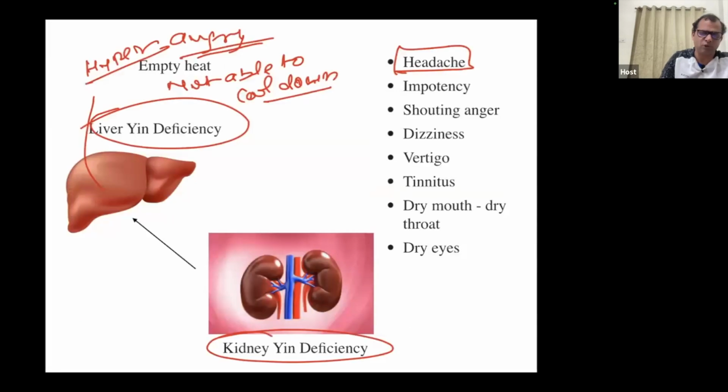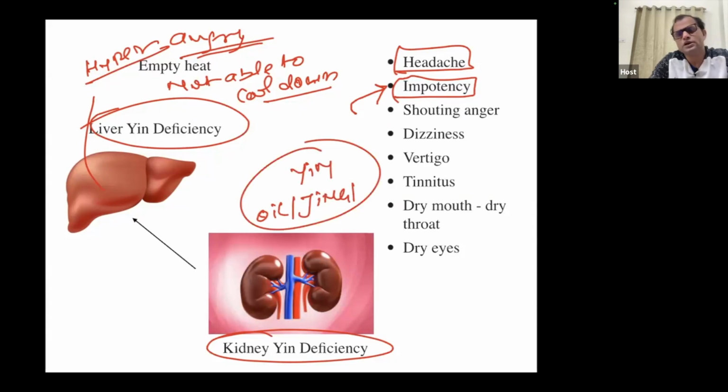The person is having impotency, napunsakta, impotency. Why? Because for good sexual performance, you should have some oil in the body, you should have some jing in the body, you should have some yin in the body. आपके शरीर में yin नहीं बचा, जब फ्यूल नहीं है तो पोटेंसी कहां से रहेगी? तो पर्सन इज सफरिंग विद द impotency. So impotency and anger coming together, shouting anger and the impotency.